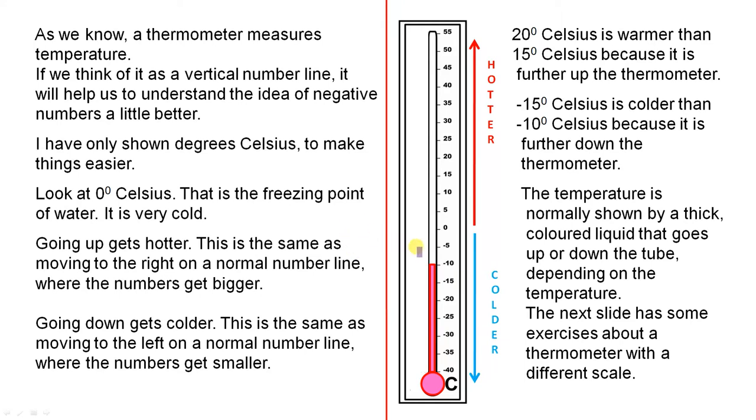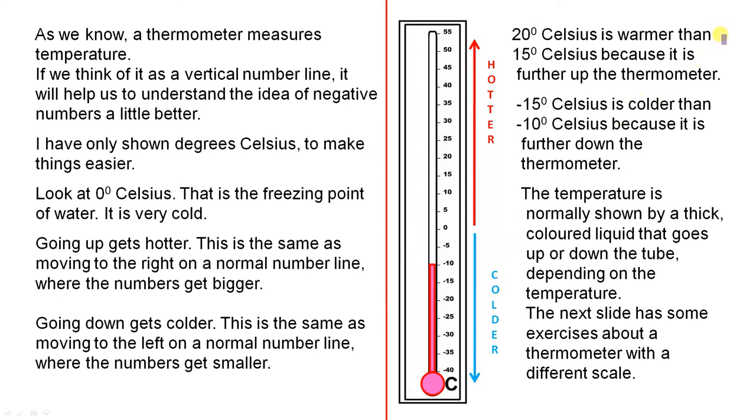Look at 0 degrees Celsius, which is there. This is the freezing point of water. It is very cold, obviously, because if water freezes at that temperature, it must be cold. Going up gets hotter. So as we go up in that direction, the temperature gets hotter. This is the same as moving to the right on a normal number line, where the numbers get bigger. Going down gets colder. This is the same as moving to the left on a normal number line, where the numbers get smaller.